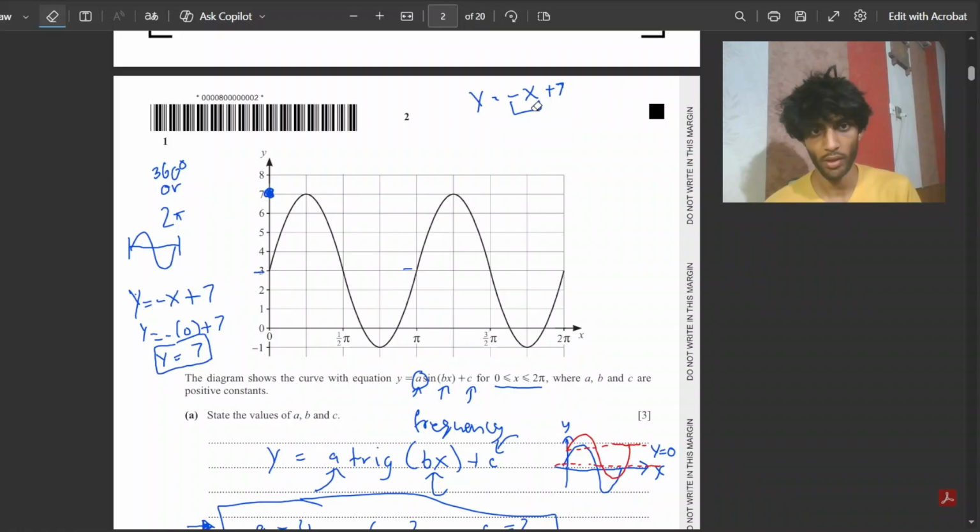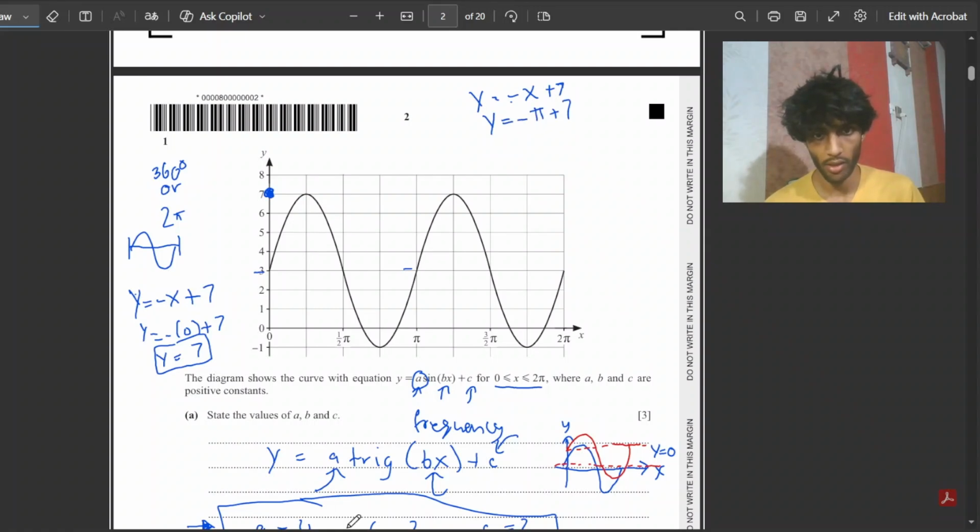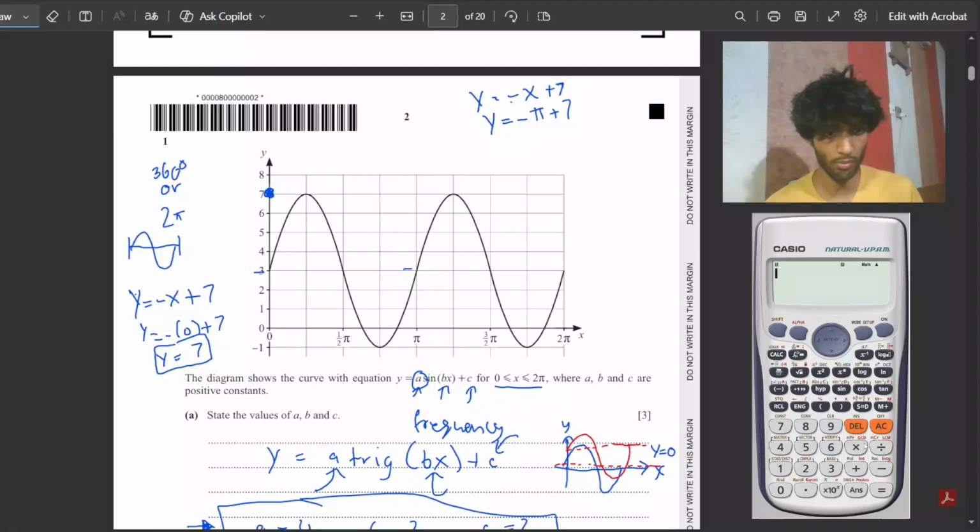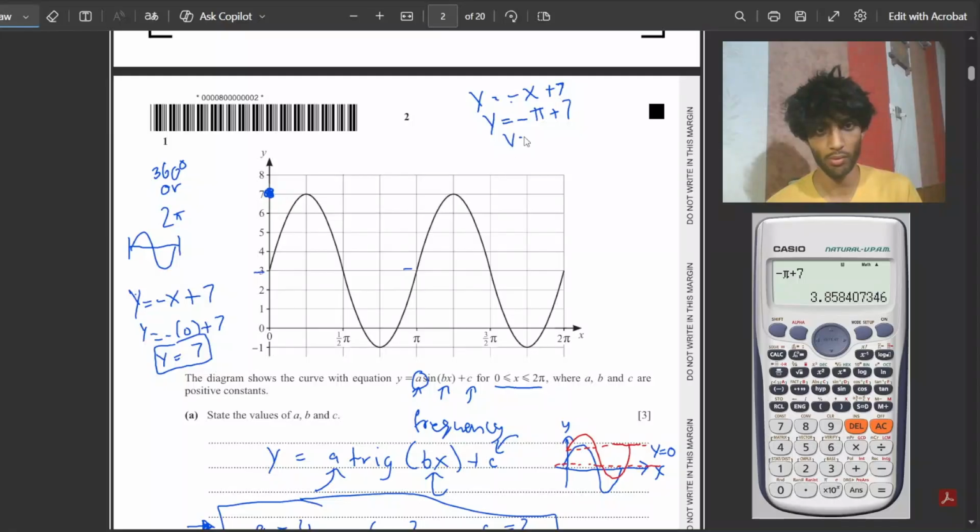Let's try and find out what y is when x is equal to pi. Yes, that's something we can do. What is y when x is equal to pi? It's minus pi plus 7. What is minus pi plus 7? That is equal to 3.858. Okay, so this is equal to 3.858.